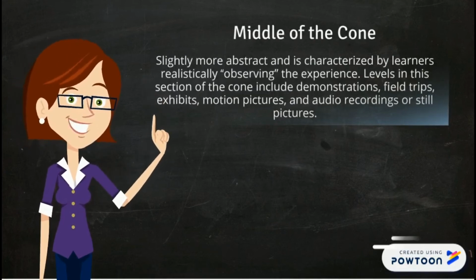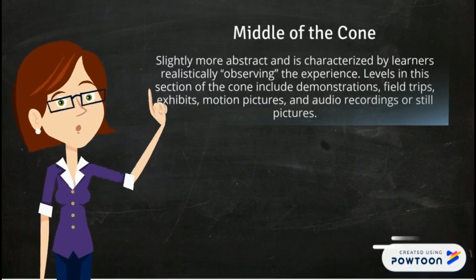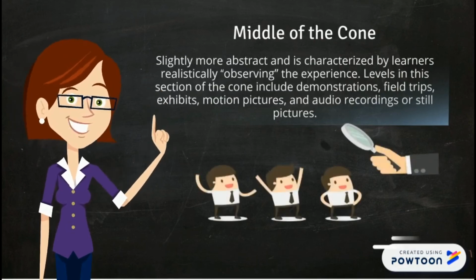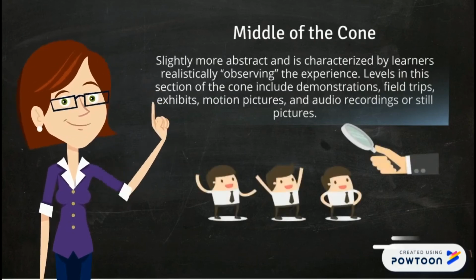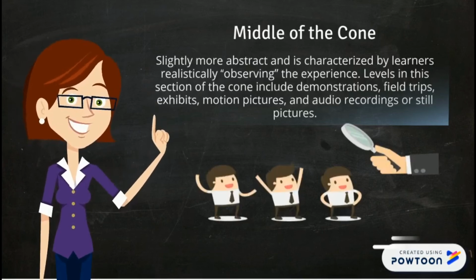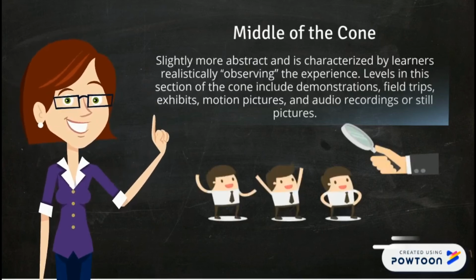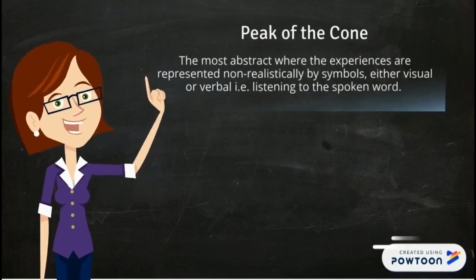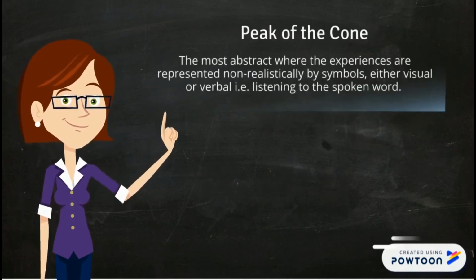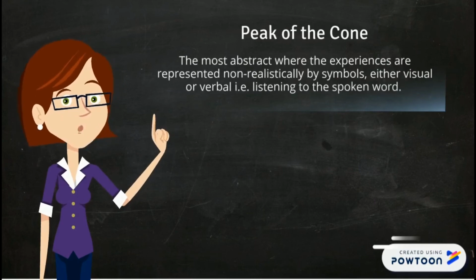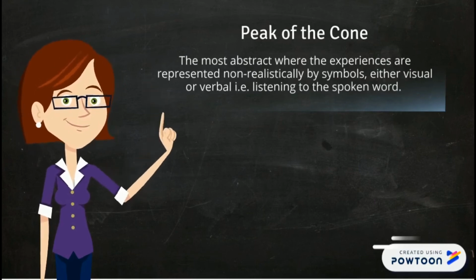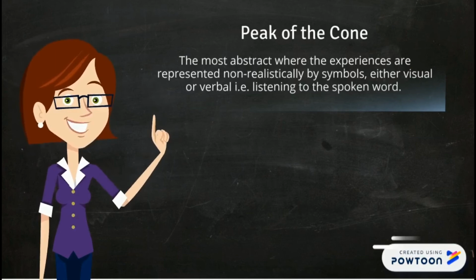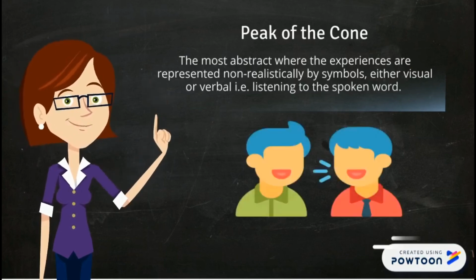Levels in this section of the cone include demonstrations, field trips, exhibits, motion pictures, and audio recordings or still pictures. The peak of the cone are the most abstract, where the experiences are represented non-realistically by symbols, either visual or verbal. For example, listening to the spoken word.